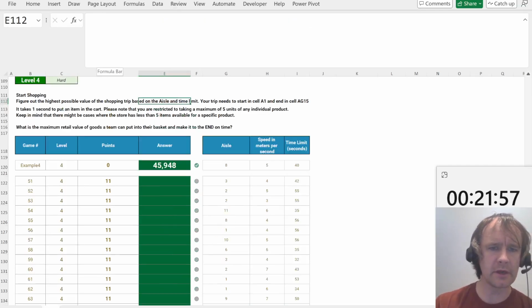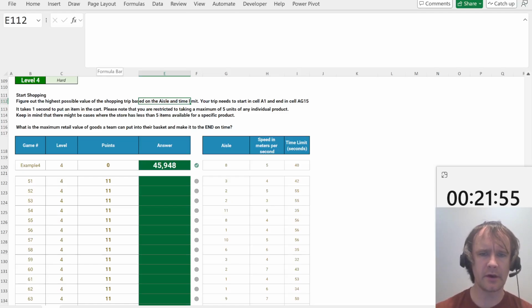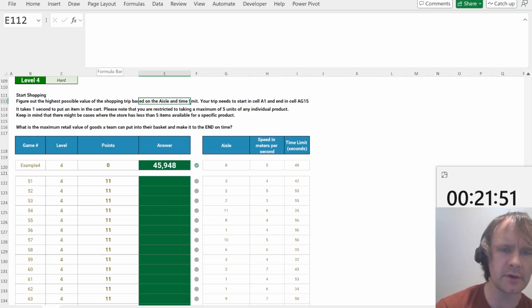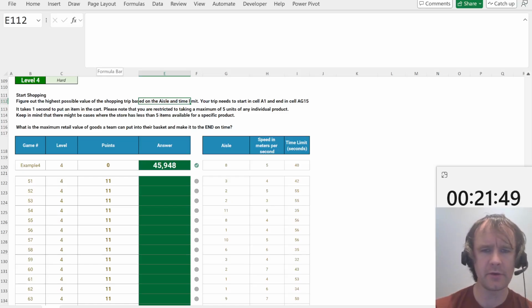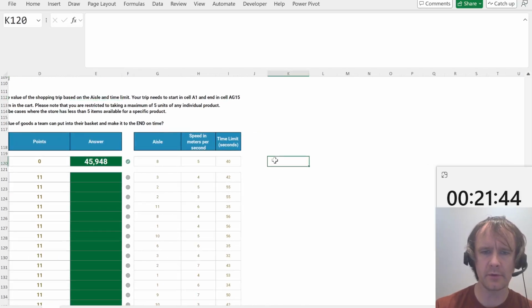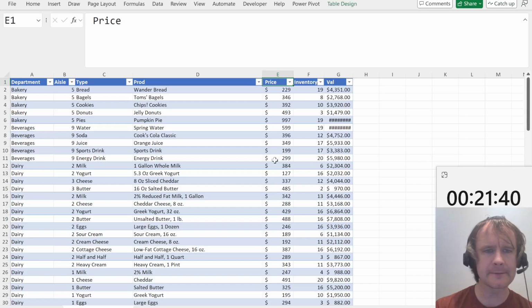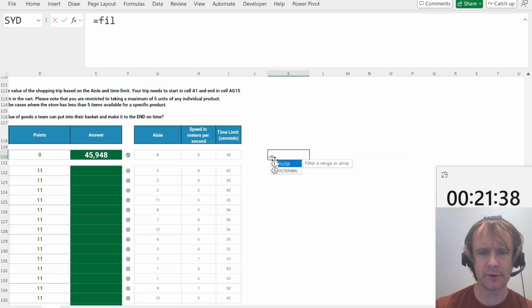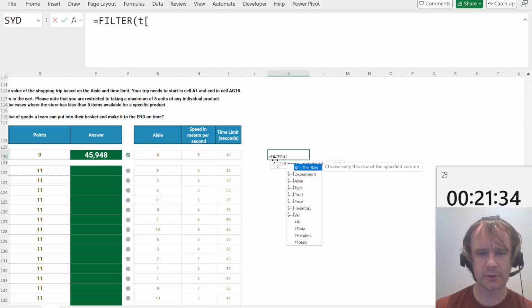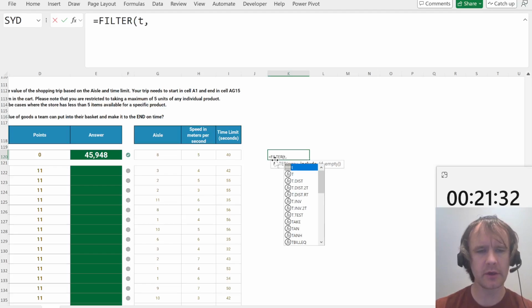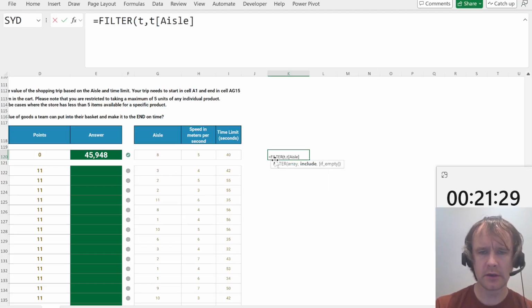Start shopping. Figure out the highest possible value of the shopping trip based on the aisle and the time limit. Your trip needs to start in cell A1. It takes 1 second to put an item in the cart. You're restricted to taking a maximum of 5 units of any individual product. Keep in mind there might be cases where the store has less than 5 items available. Okay, so we're just in one aisle. Okay, fine. Yes. So we're going to filter T. What do we want? Let's just filter T for now, where T aisle equals this aisle.